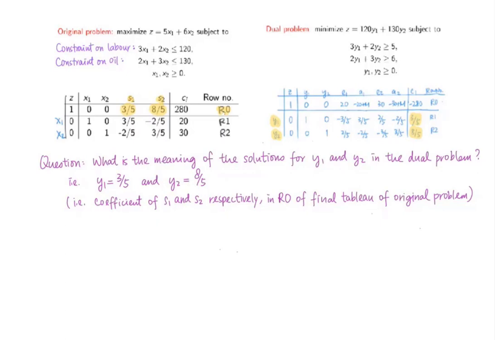In our situation, the second inequality in the original problem represents the constraint on the amount of oil. Then, in the dual problem, the solution y2 equals to 8 over 5, which is 1.6, measures the maximum price the company is willing to pay to buy 1 more liter of oil.